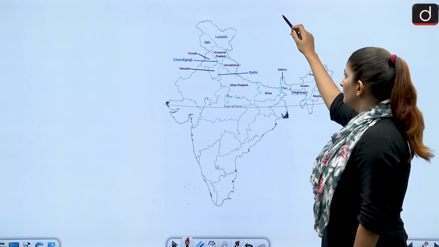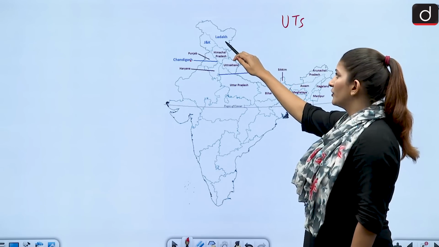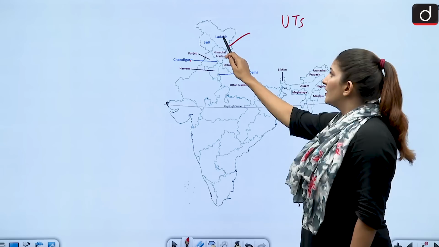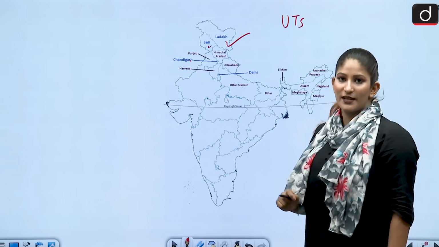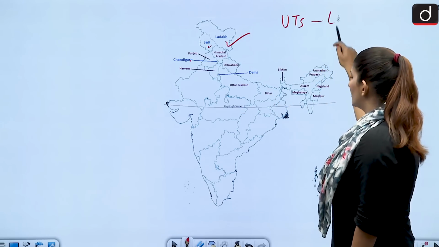So first of all, let us talk about the union territories. How many union territories are there falling north of the Tropic of Cancer entirely? Ladakh first, Jammu and Kashmir second, then comes Chandigarh and of course Delhi. So we have 4 union territories.